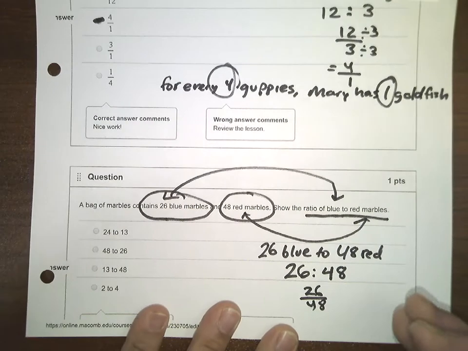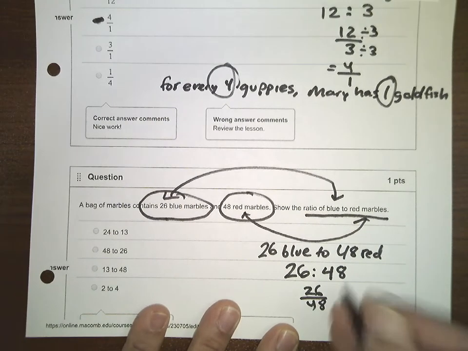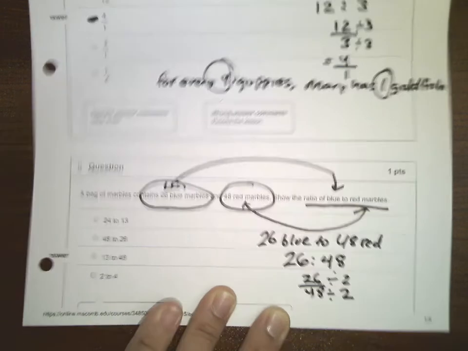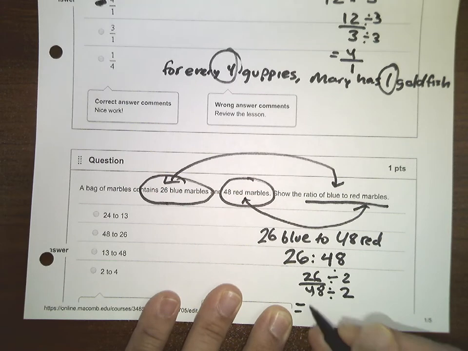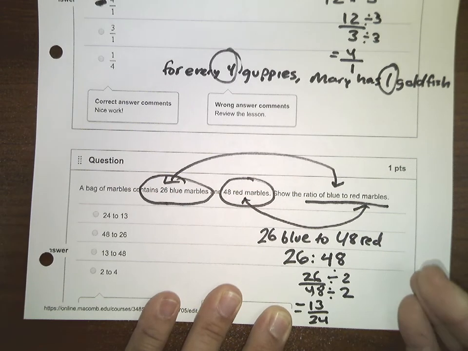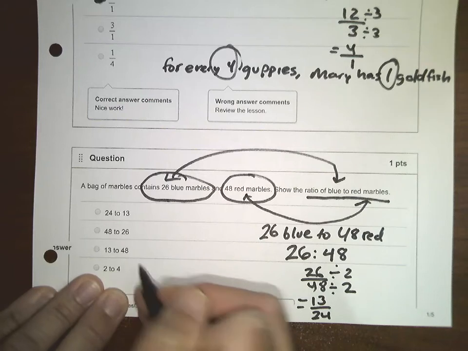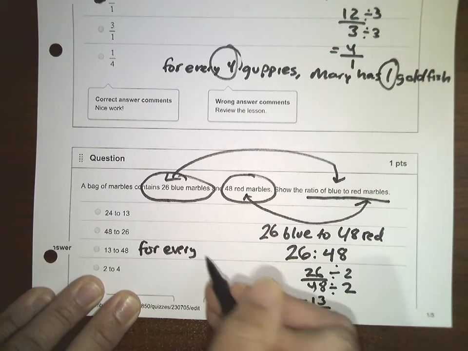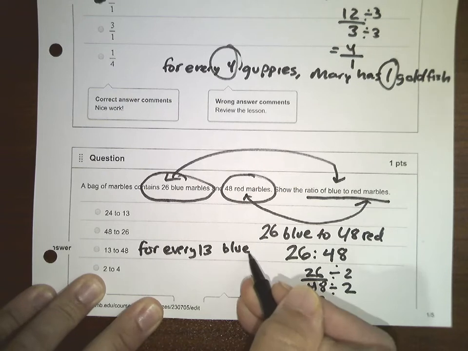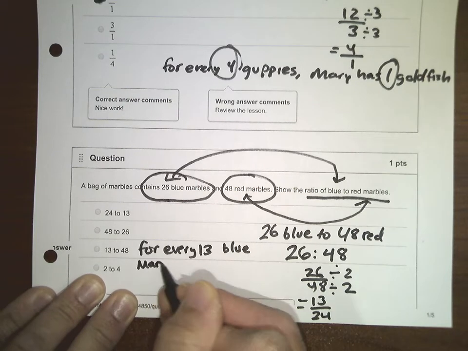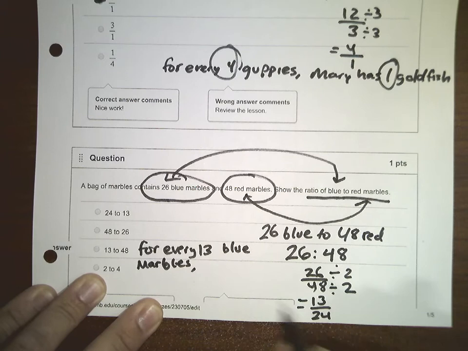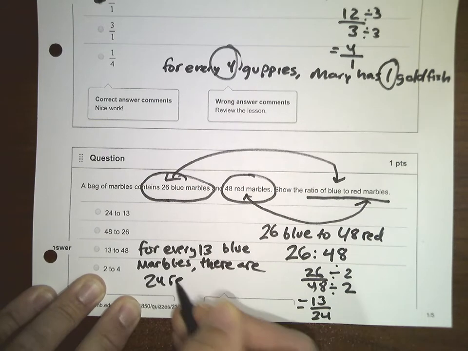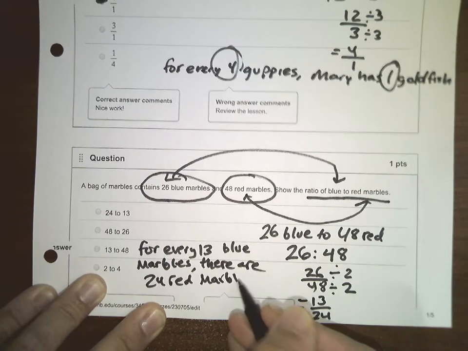All right, and then what can you do here? Well, you can divide the numerator and denominator by 2. So this would be 13 over 24. So all this means is that for every 13 blue marbles in the bag, there are 24 red marbles in the bag.